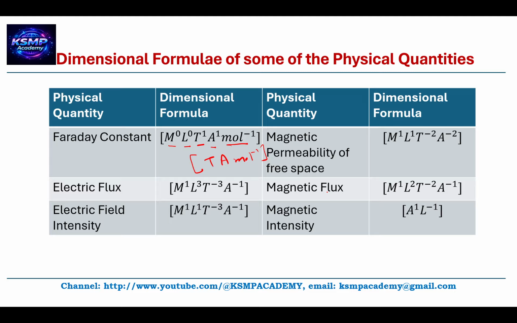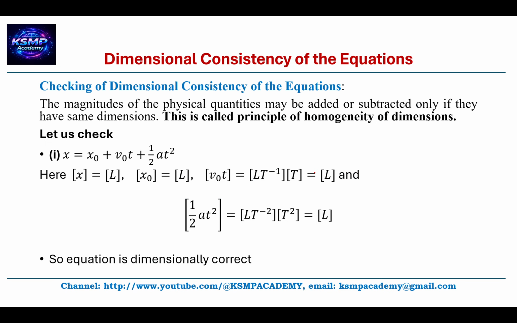Magnetic permeability, electric flux, magnetic intensity, as we can have a look here, and electric field intensity. So these are the dimensional formulae of some of the physical quantities. Some of them we should remember, otherwise we can derive them from the equations of the given quantities. Now we will see the use of these dimensions to check the dimensional consistency of the given equations. That is how to check.